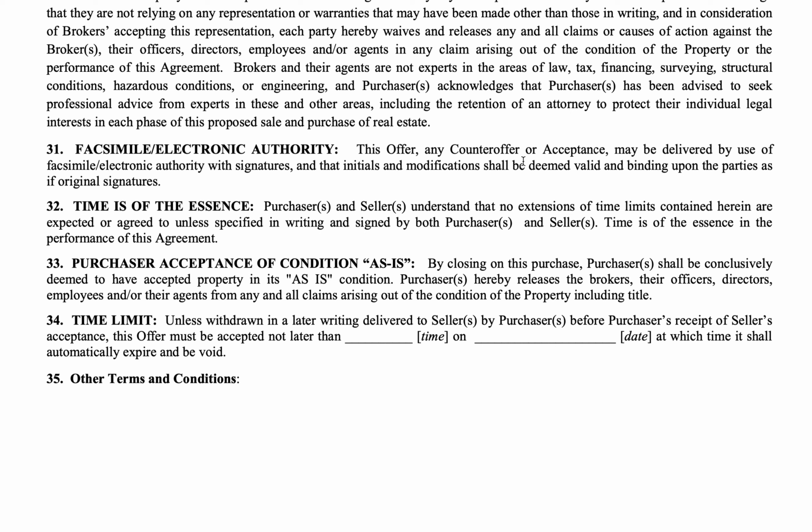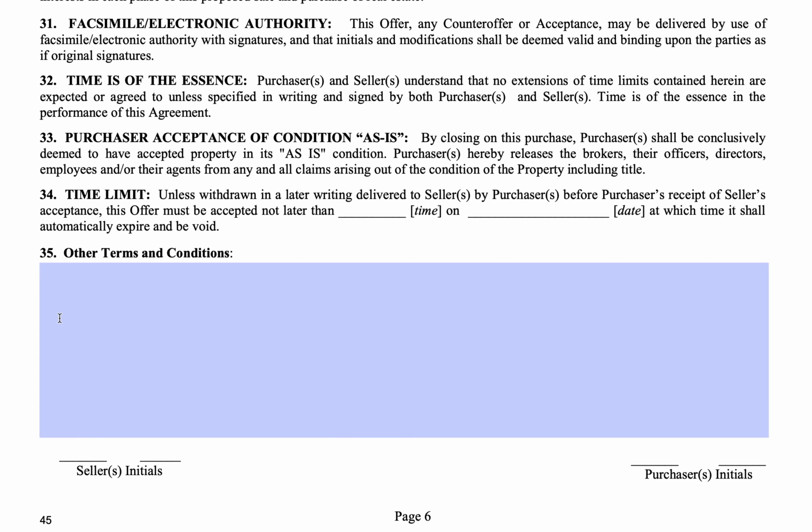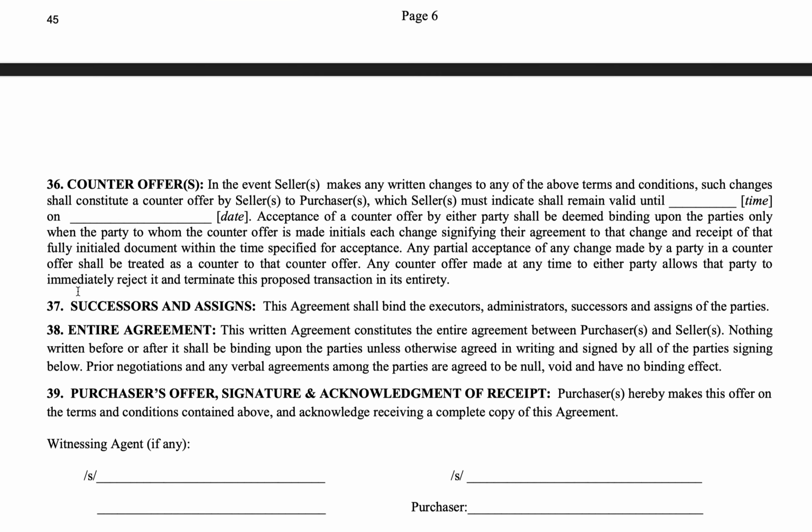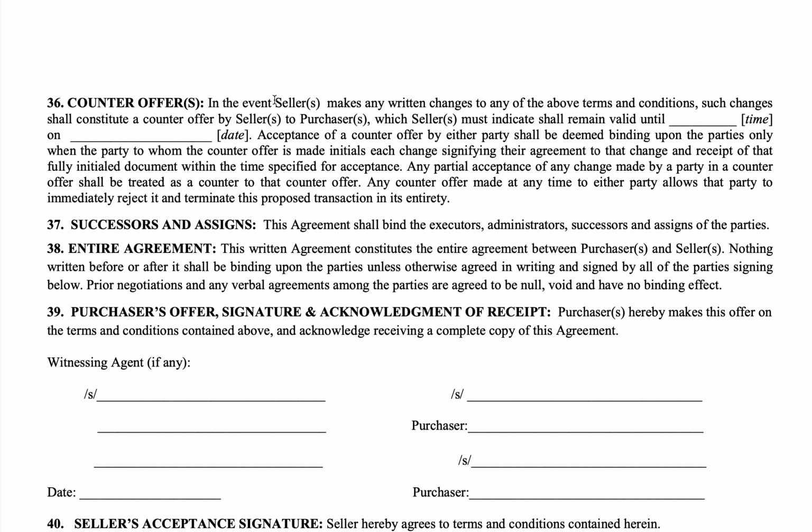Number 34, if you wanted to put a time limit of giving the seller so many days or hours to respond by, we would put that in here. Number 35 is a blank section in case we needed to add any specific additional terms. Number 36, if the seller counters your offer, they would put a date that you would have to respond by within that. Number 37, this agreement shall bind the executors, administrators, and successors.